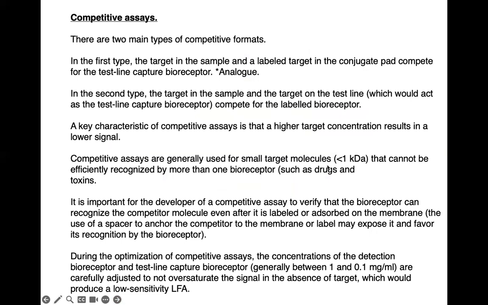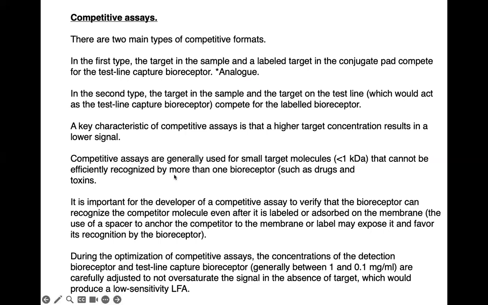Okay, so the good thing about competitive assay is if you have a target analyte of a very small size that doesn't have many binding sites, for example drugs, toxins, okay, it works. It doesn't work for virus or bacteria, as they are bulky.